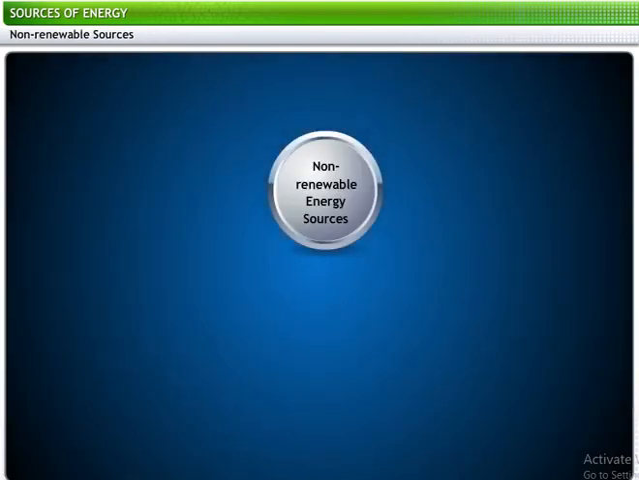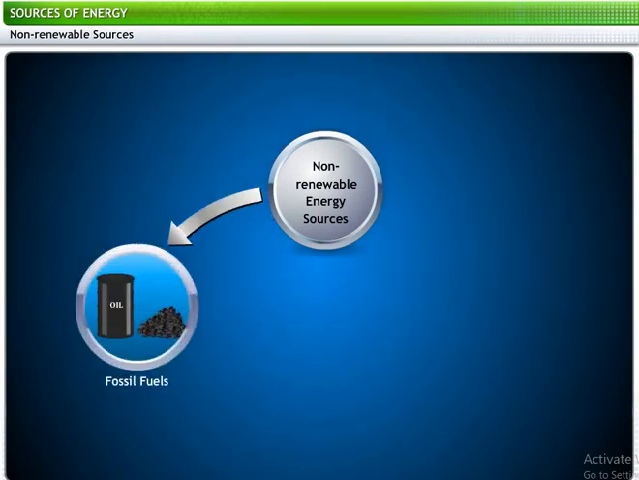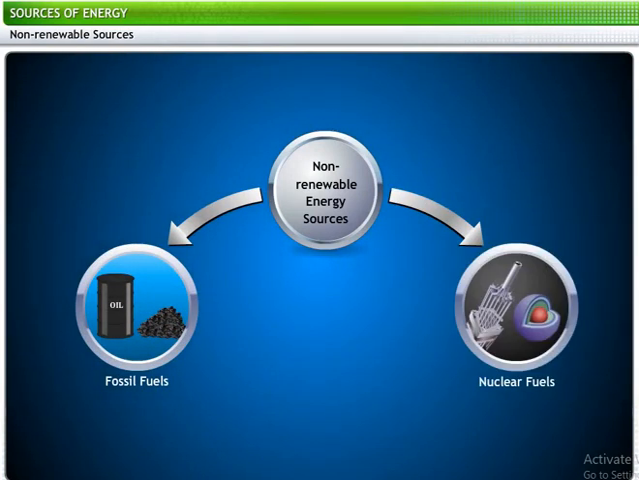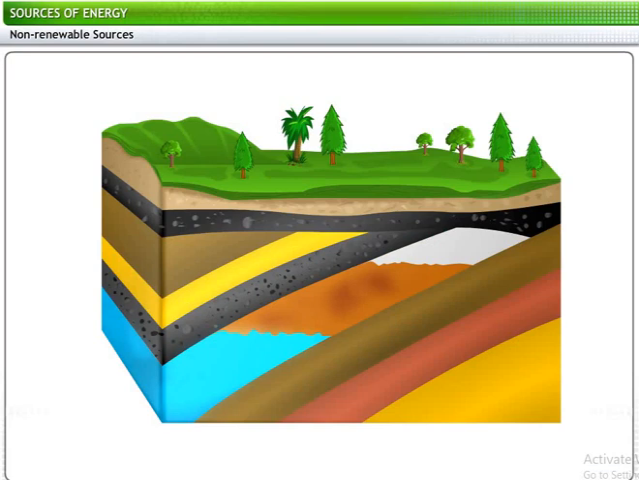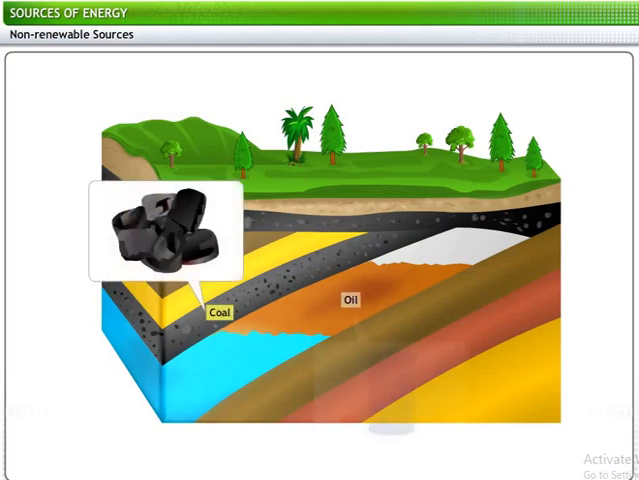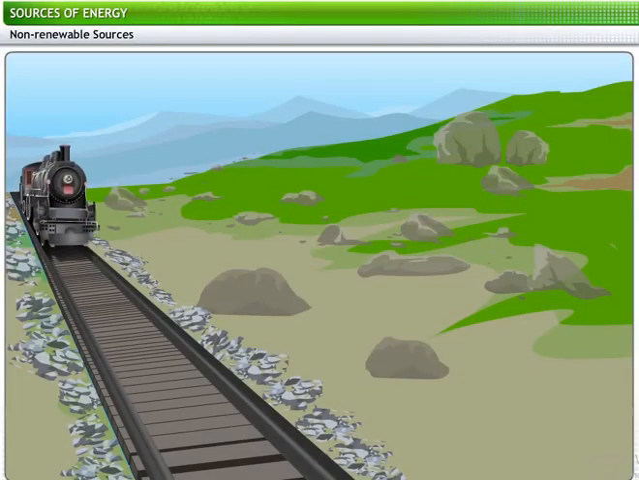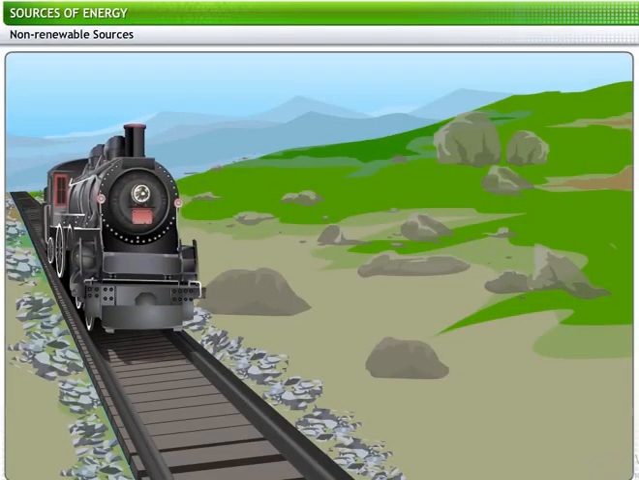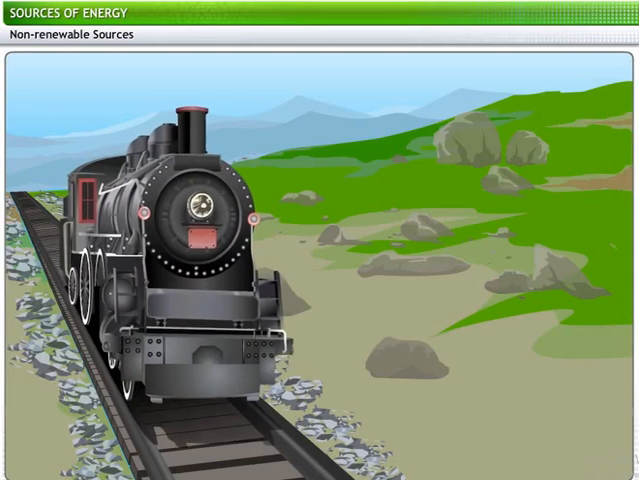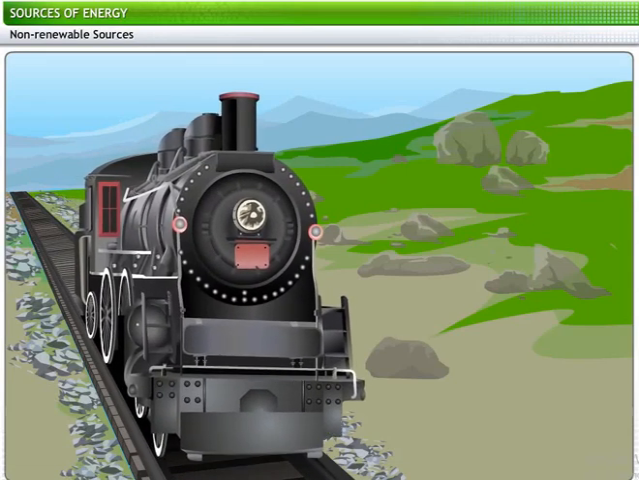Non-renewable energy sources are classified into fossil fuels and nuclear fuels. Fossil fuels are found within the rocky layers under the Earth's crust and include coal, oil, and natural gas. Remember the first steel rail engines? Those engines burn coal to produce steam that powers the engine.